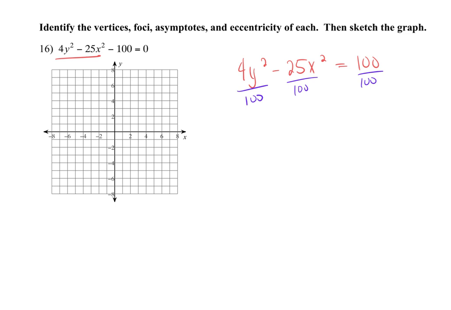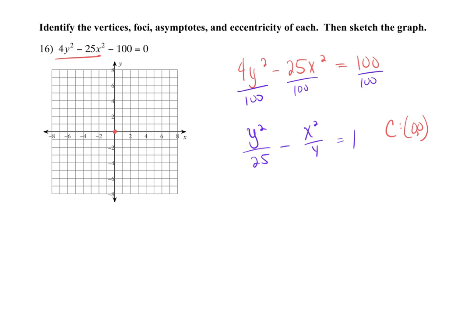Right? So 4 reduces, so I have y squared over 25. The 25 reduces, I have x squared over 4, and that becomes a 1. So my center, even though it doesn't ask for it, I always start with my center. Because I'm not adding anything to it, my center is actually going to be 0, 0 here, right? That helps you tell where your asymptotes are going to cross, by the way. So when you figure out your asymptotes, it's going to have a b value of 0, all right?